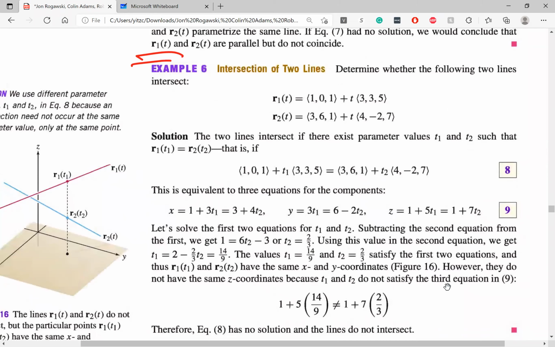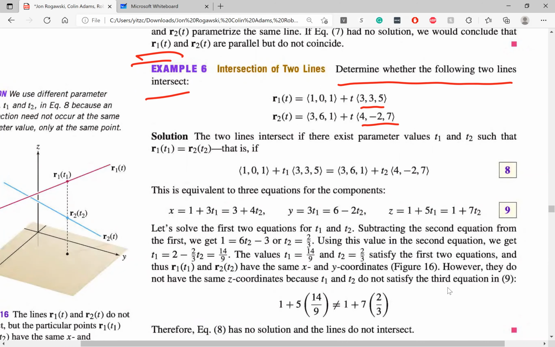So we saw how to determine that two lines are equivalent. We would now want to see if we can determine whether two lines intersect. So that's this question: determine whether the following two lines intersect. Of course they're not equivalent, because these vectors are just not parallel. So they're not the same line.